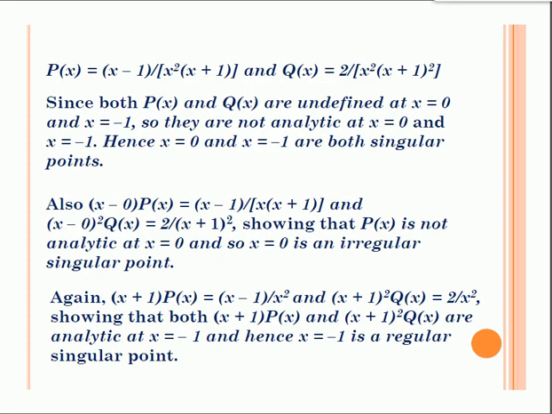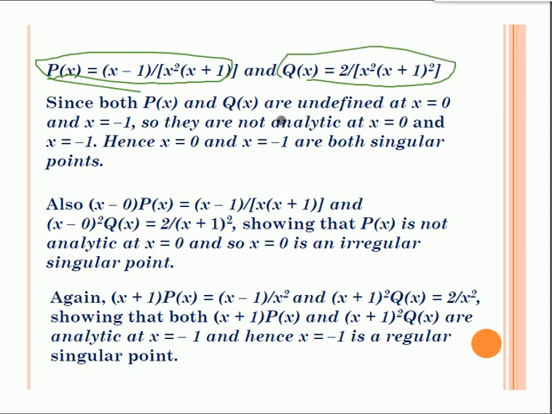So p of x will be (x minus 1) divided by x square into (x plus 1), and q of x will be 2 divided by x square into (x plus 1) whole square. Very clearly, in the denominator these are rational functions. You observe the denominator term, below the fraction. It is x square into (x plus 1), and x square into (x plus 1) whole square. Let us check at what points they will become 0. Already they have given 2 points, x equal to 0 and minus 1.